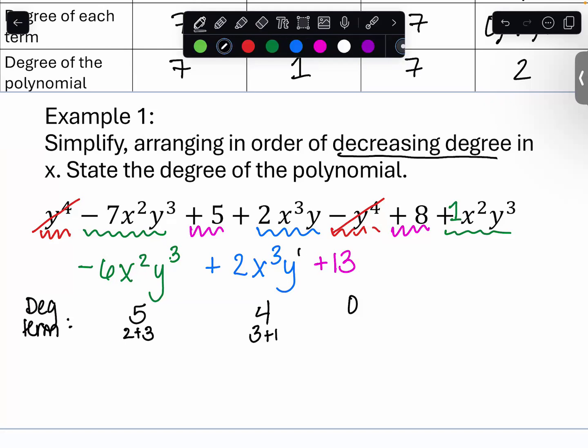Okay, so I do have it in order of high to low degree, and then we want to state the degree of the polynomial. And that degree of the polynomial is the highest degree of any term in our polynomial, so that would be degree 5.